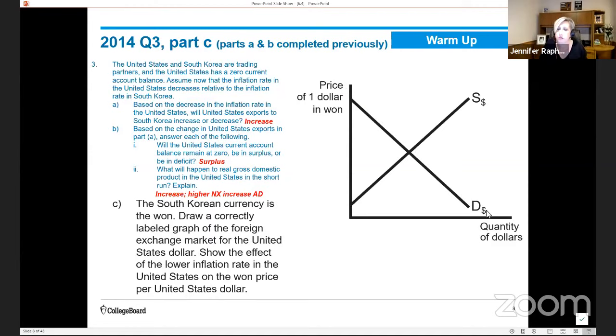So we have a downward sloping demand for dollars curve, an upward sloping supply of dollars curve. And we find our initial equilibrium exchange rate at where the supply and the demand intersect. So let's use some reasoning to figure out which curve to shift, and then all we have to do is shift the curve and read the graph to find out what happens to the exchange rate. We've done all the hard work.